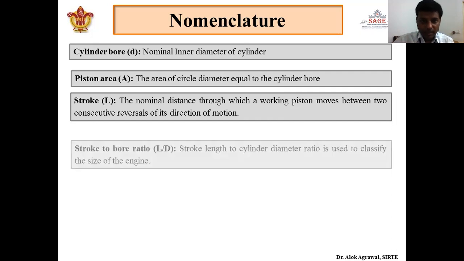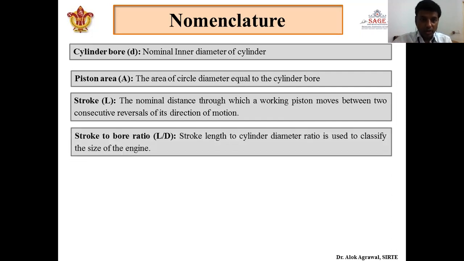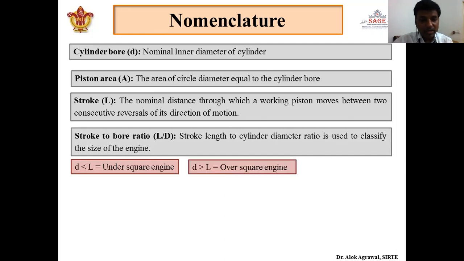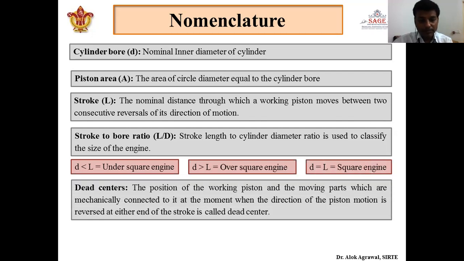Next is stroke to bore ratio. Bore, we have seen, is the nominal inner diameter d, and stroke is L. When we talk about the ratio of L by D, we call it the stroke to bore ratio. On the basis of this ratio, we decide the size of the engine. If D is smaller than L, we call it an under square engine. When D is greater than L, we call it an over square engine. And when D is equal to L, we call it a square engine.